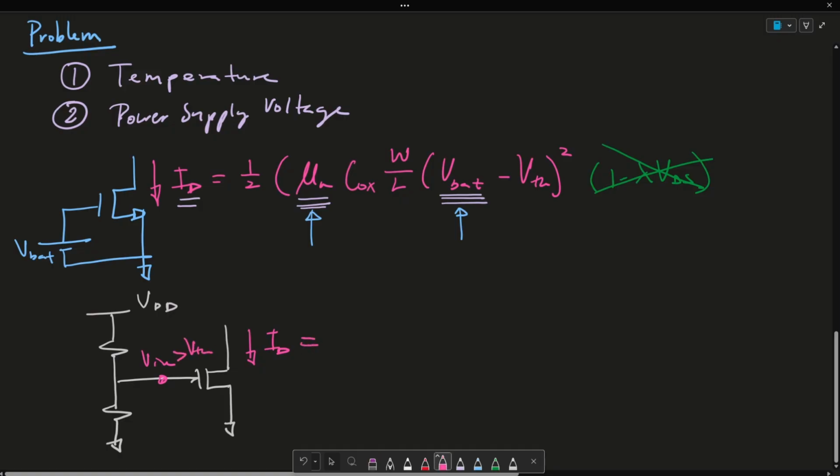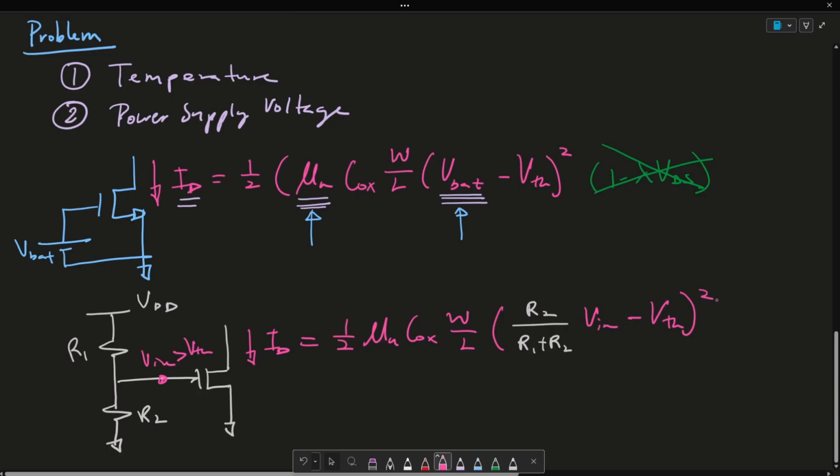So ID in this case will be, again, 1/2 mu n cox W over L times this Vin, which is going to be the voltage divider equation. So if I call this R2 and I call this R1, it's going to be R2 over R1 plus R2 times Vin minus VTH squared. Again, we're ignoring channel length modulation.